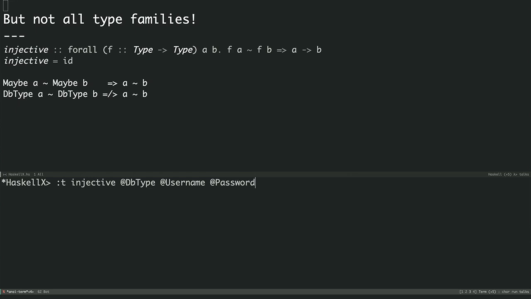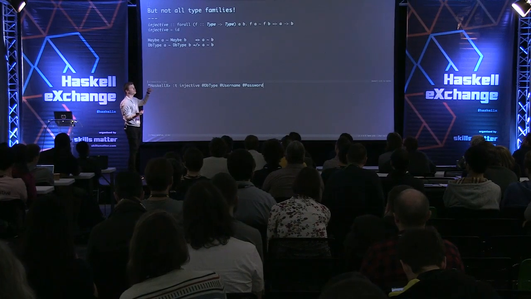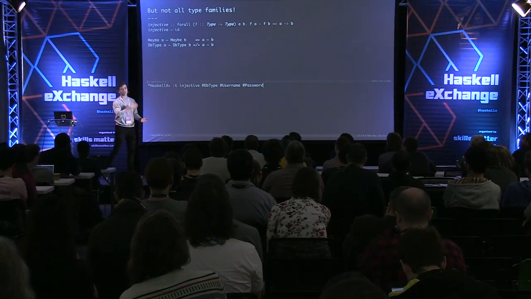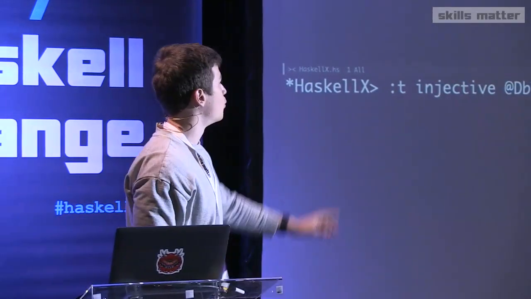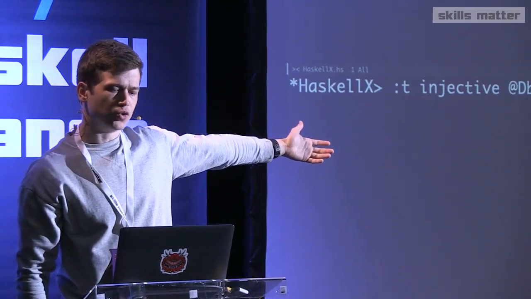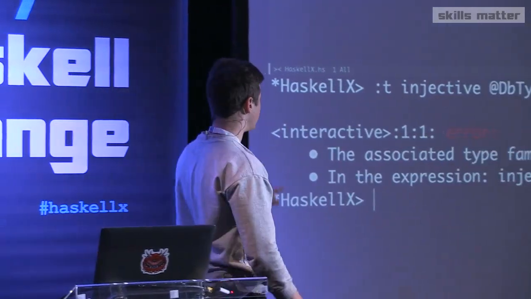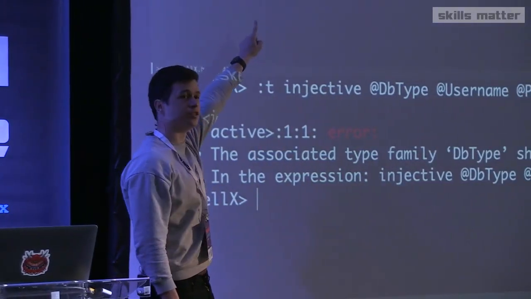So what could happen here is we instantiate F with DBType, we instantiate A with Username, and B with Password, and we know that F of A equals F of B, so DBType of Username, which is DBText, is equal to DBType of Password, which is DBText. So we know that equality holds. So can GHC then tell us that Username is then equal to Password? No, it can't. So there's this restriction in place precisely for reasons like this.